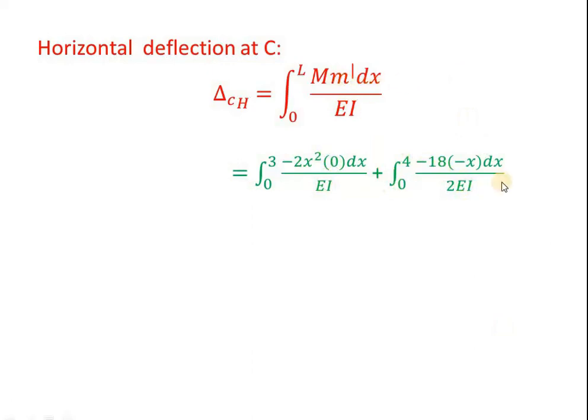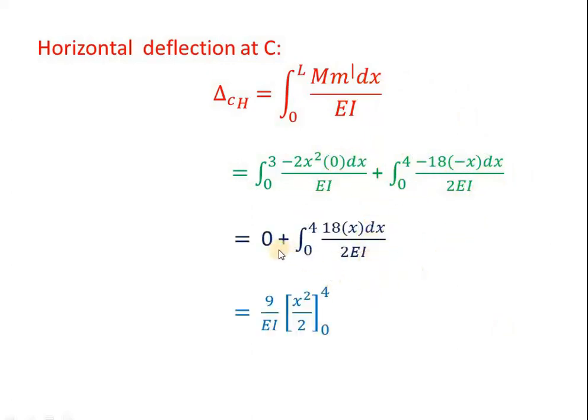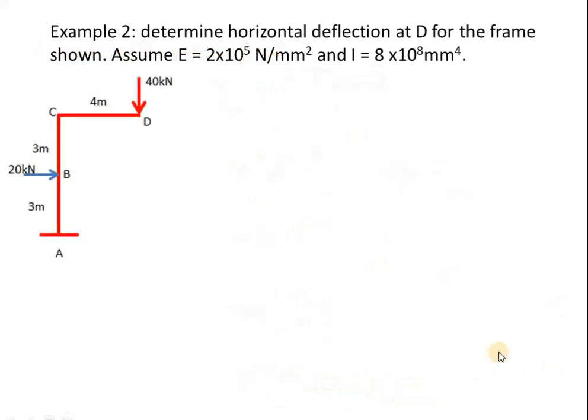The bending moment due to unit horizontal load will be minus x in the portion CB. And this will be 0. And if you simplify that, it will become 18x divided by 2. And this is 0, and it is 9 into x square by 2. Integrating x as x square by 2, 0 to 4, you will get 72 by EI, and after substituting the value of EI and multiplying by 1000, you are going to get here 4.8 mm as the horizontal deflection at C.